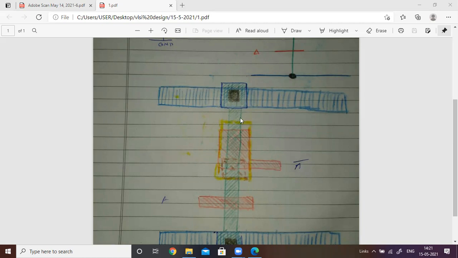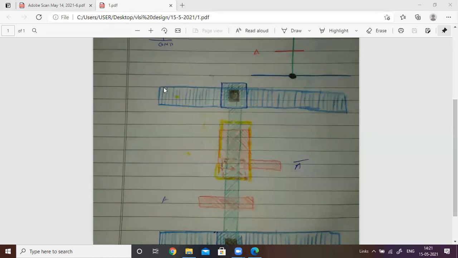And then the contact. You are already familiar with the contact here. What is the contact dimension? It is a 4 lambda into 4 lambda contact. Exactly at the center, you have a 2 lambda into 2 lambda cut. The contact has hatchings of both metal as well as the diffusion. Remember that one. So this is 4 lambda, 4 lambda.